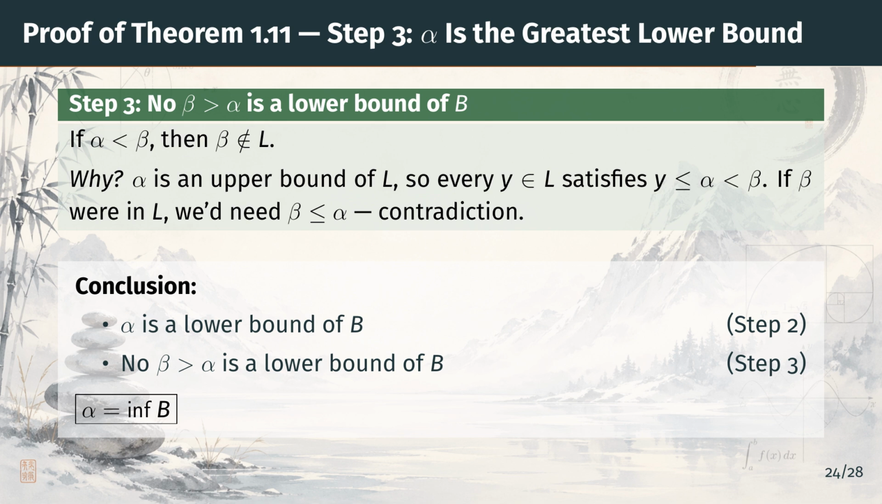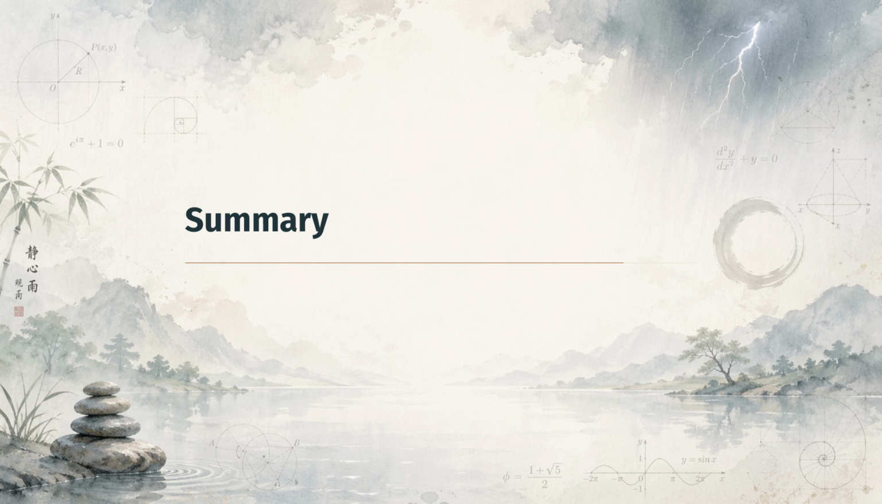Putting it all together, alpha is a lower bound of B from step 2, and no element greater than alpha is a lower bound of B from step 3. By definition, this means alpha equals the infimum of B. The proof is complete. This elegant argument shows that the least upper bound property automatically gives us the greatest lower bound property as well.